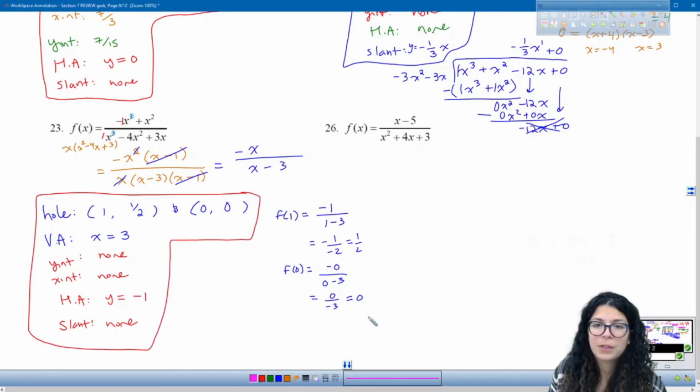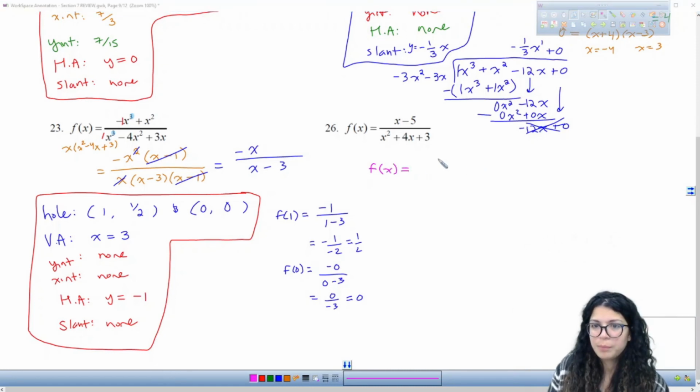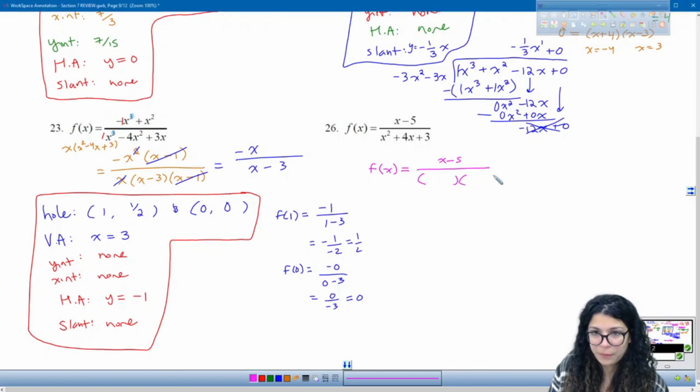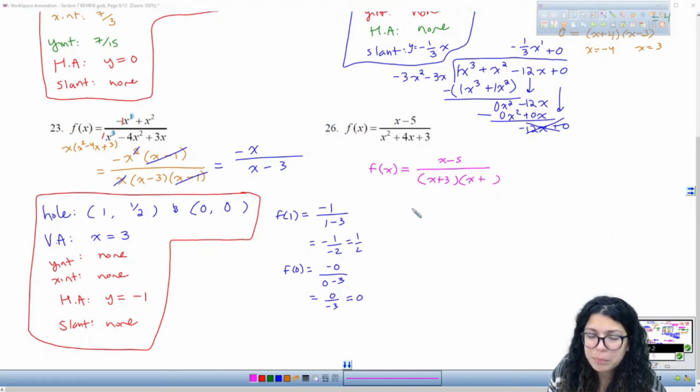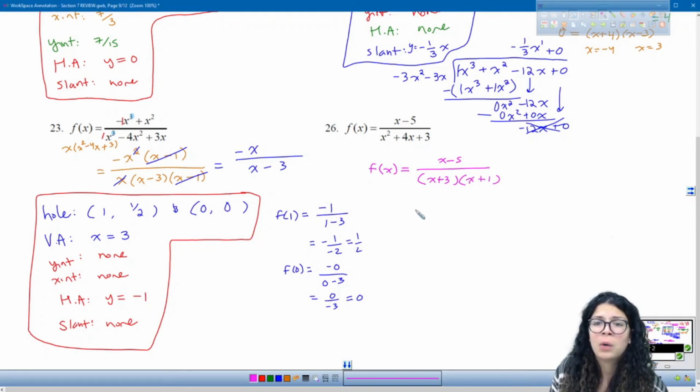All right, let's move on to 26. So on 26, I'm going to go ahead and simplify again. So f of x equals numerator, which is x minus 5, denominator would factor. Multiplies to 3, adds to 4 will be 3 and 1. So it will multiply x plus 3 times x plus 1. Now, there are no points of discontinuity in the denominator that cancel, so there are no holes.